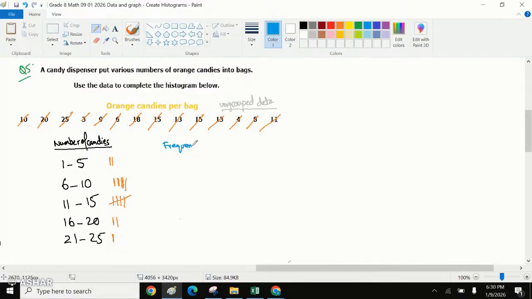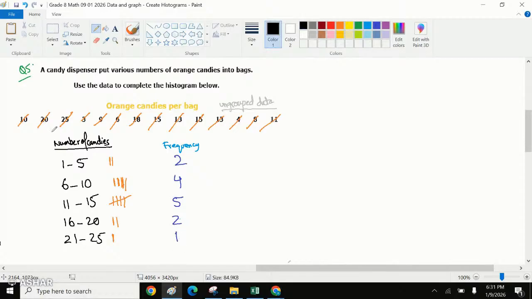The frequency will represent how many times they were repeated. So the frequency for 1 to 5 candies per bag was 2. The frequency for 6 to 10 candies was 4. For 11 to 15 there were 5. For 16 to 20 there were 2. And for 21 to 25 there was 1.